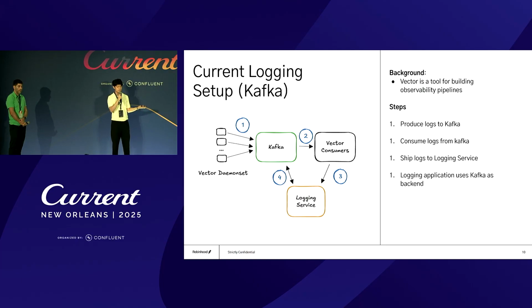So to take the life cycle of a log, this is the logging setup for our Kubernetes clusters. We have a daemon set that has a vector pod, a vector producer, that runs on every single node in the cluster, shipping logs to Kafka. Once it's buffered in Kafka, we then consume it with our vector consumers. Then those vector consumers ship off those logs to our logging service. And our logging service itself uses Kafka as well as its backend to process and persist these logs.